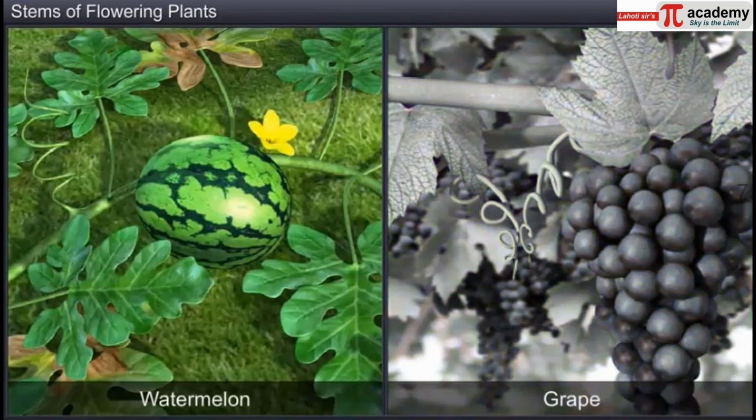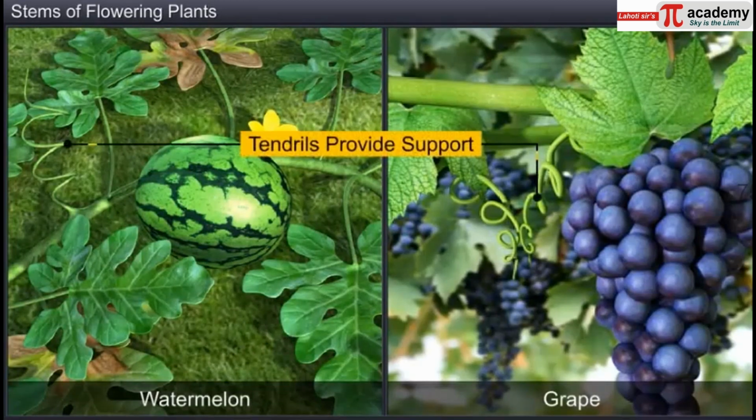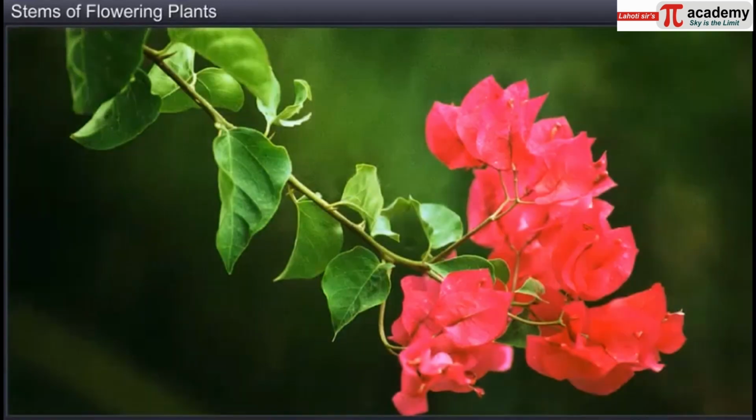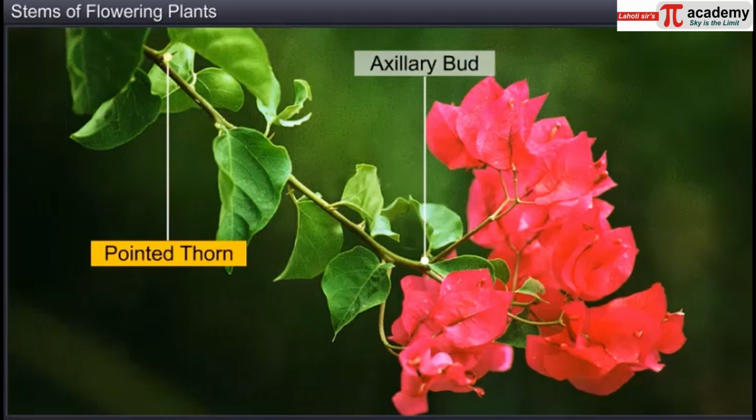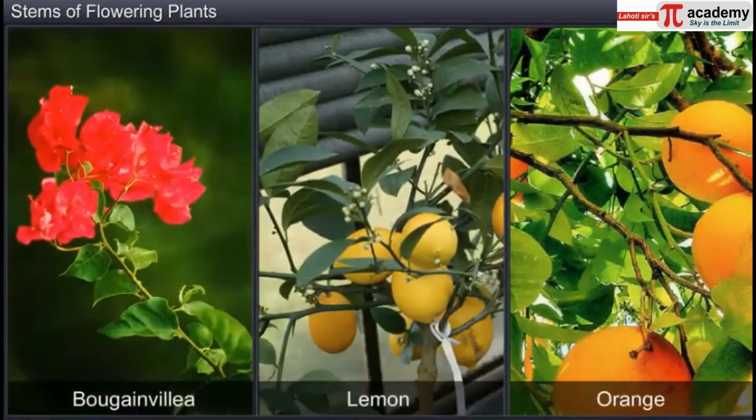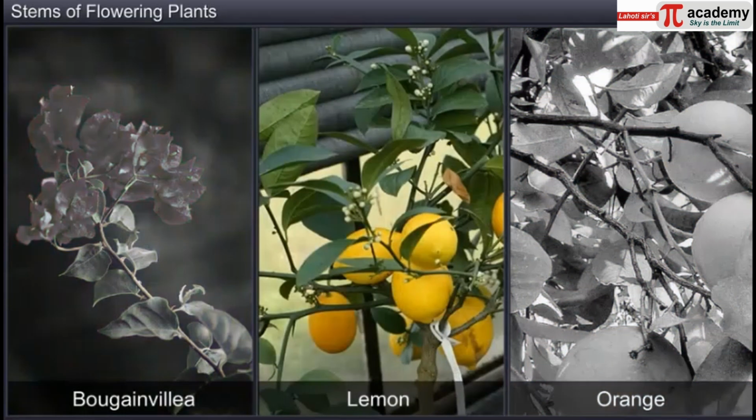In some plants like watermelon and grape, slender and spirally coiled stem tendrils emerge from axillary buds. The stem tendrils are modified stems that help the plant to climb. Sometimes, the axillary buds on the stem get modified into straight, woody and pointed thorns, which protect the plant from pasturing animals. Plants like bougainvillea, lemon, and orange are typical examples where the axillary buds get modified into thorns.